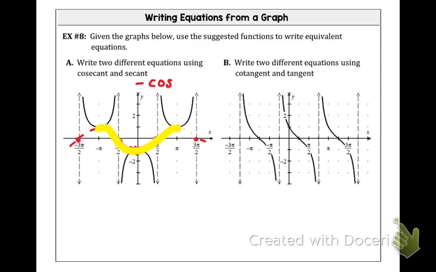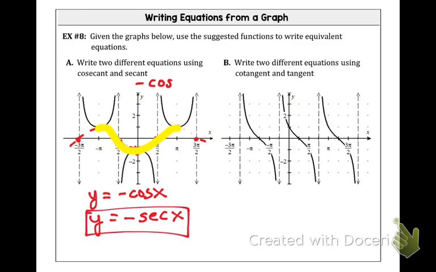So if we do it as a cosine with the negative, so originally y is equal to negative cosine x is the graph in yellow, then the graph that we actually want would be negative secant x. That would be our answer there, if we went off of that yellow graph.